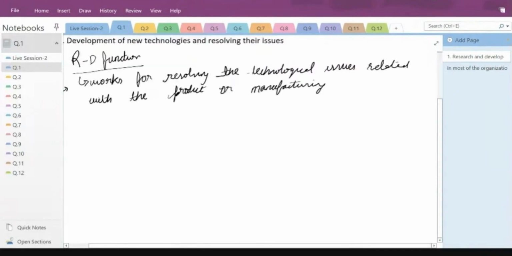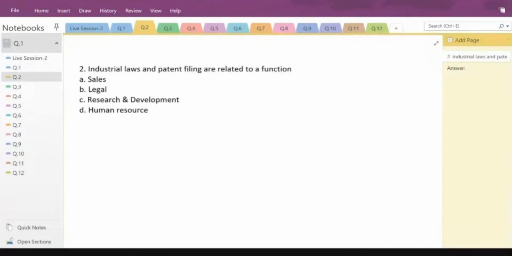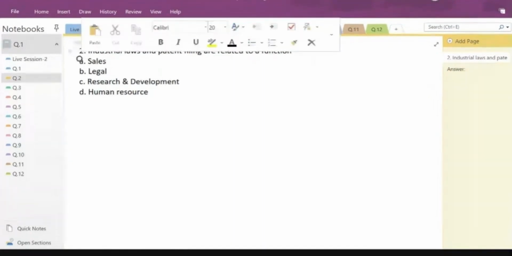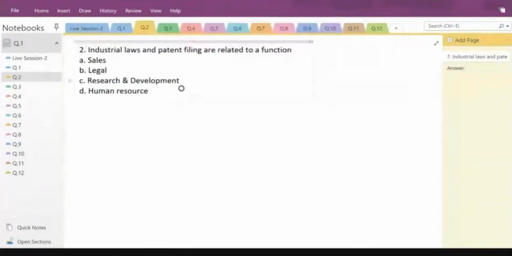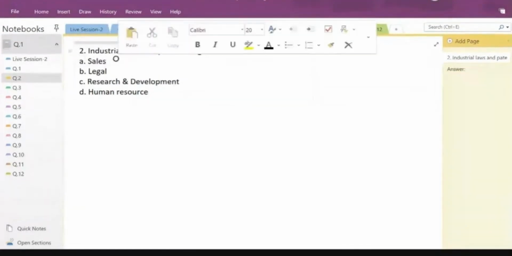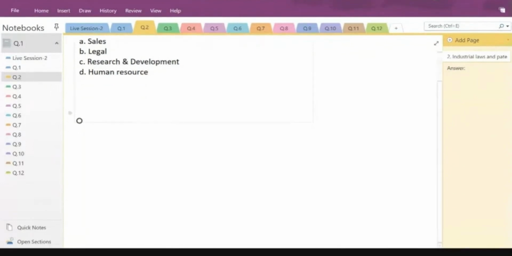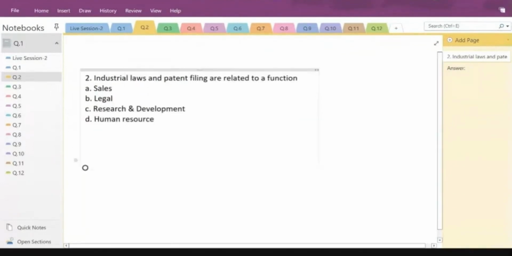Next, let's move on to the next question. Industrial laws and patent filing are related to a function. Yes, this is a very, very easy question. And where do we need patents? I just want to highlight that part.